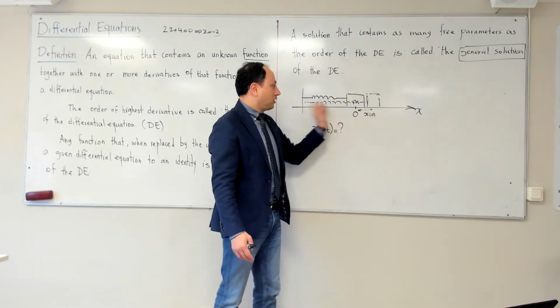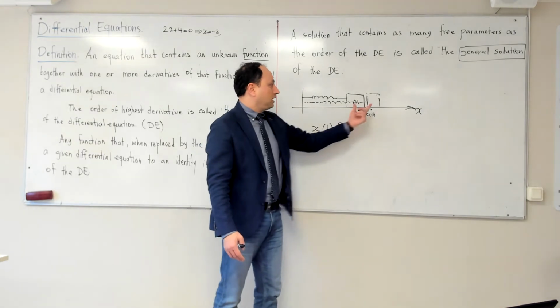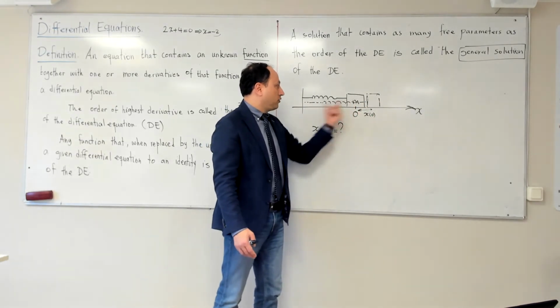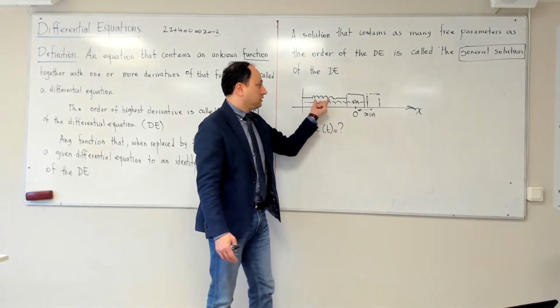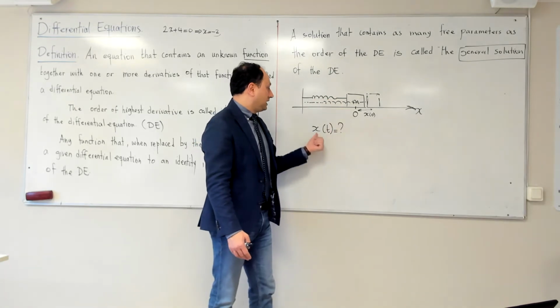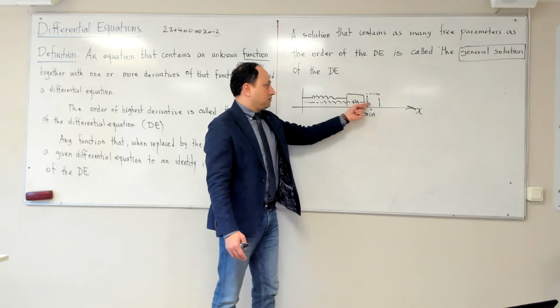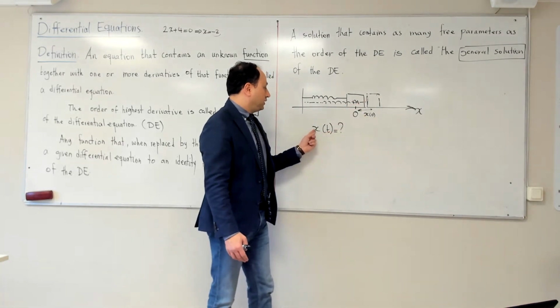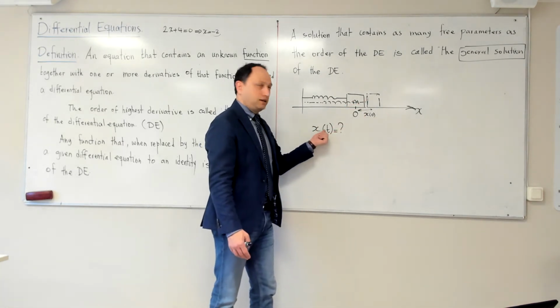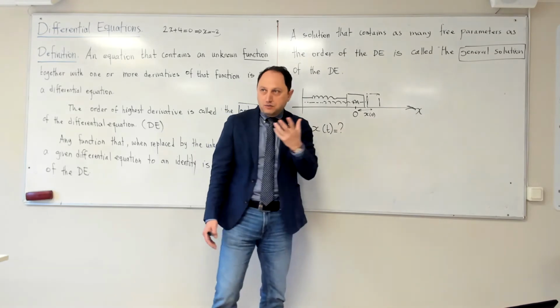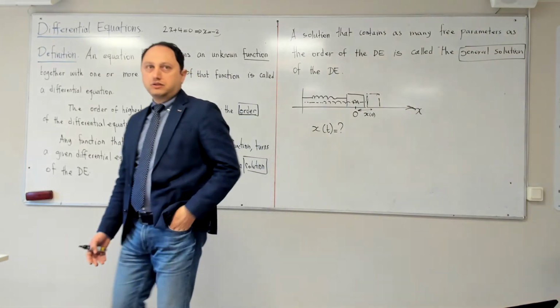I'm assuming that there is no friction here. This will start moving back and forth because of the spring force. And then it becomes clear that I cannot ask where is this particle. I have to ask where the particle is at an instant of time. So that's my question. How can we answer this question?